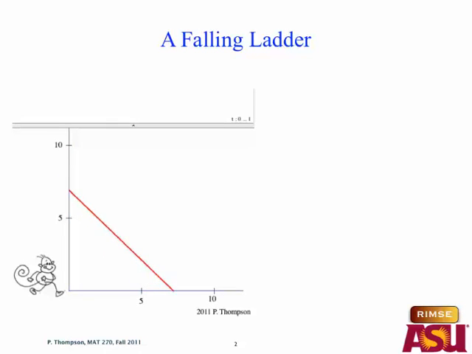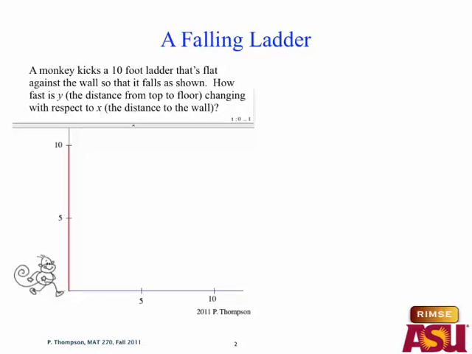All right, so we want to look at this context in terms of what we're talking about with all this rate of change stuff. Okay, so first of all, let's set up. A monkey kicks a 10-foot ladder. It's flat against the wall so that it falls as shown. How fast is y changing? y we're going to call the distance from the top of the ladder to the floor, changing with respect to x, and that's the distance of the bottom of the ladder to the wall.